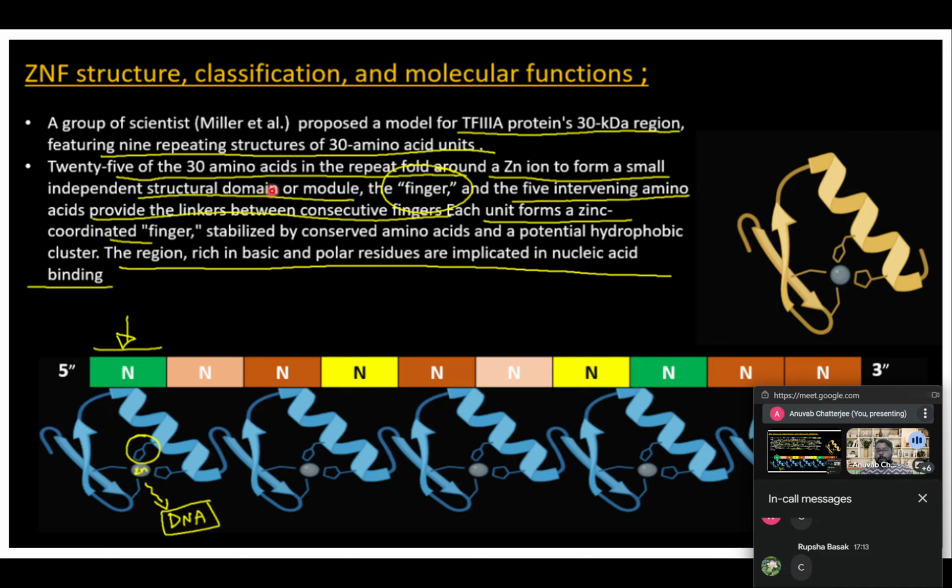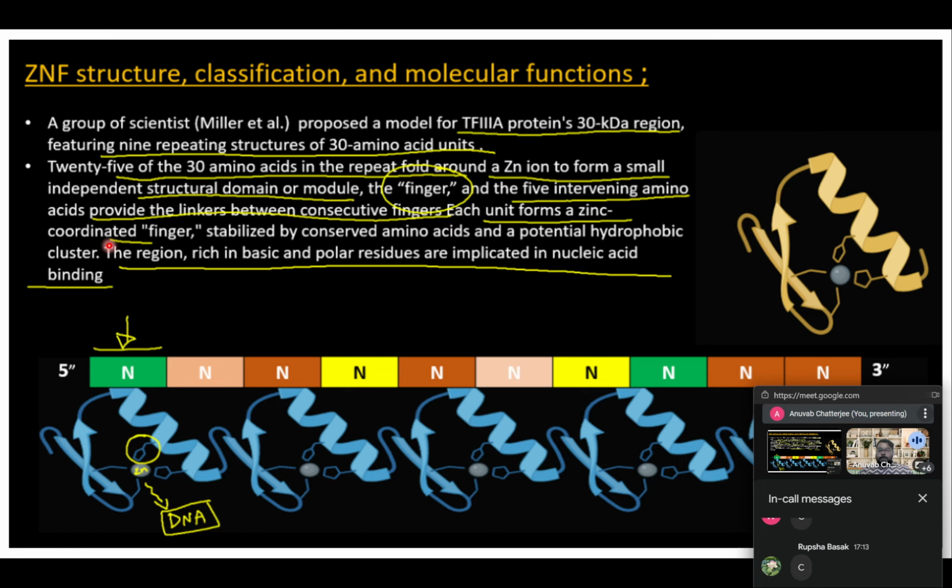So 25 of the 30 amino acids in the repeat fold around a zinc ion to form an independent structural domain or module, the finger. So this is called the finger. The five intervening amino acids provide the link between the consecutive fingers.